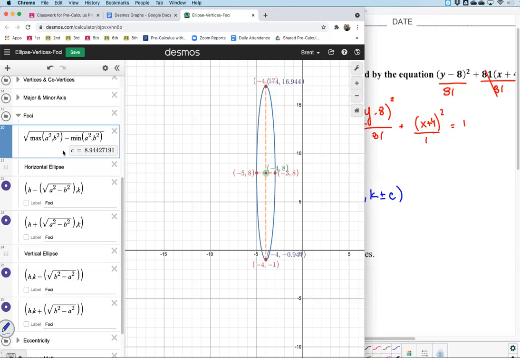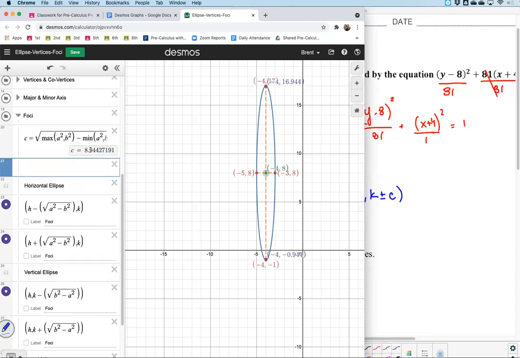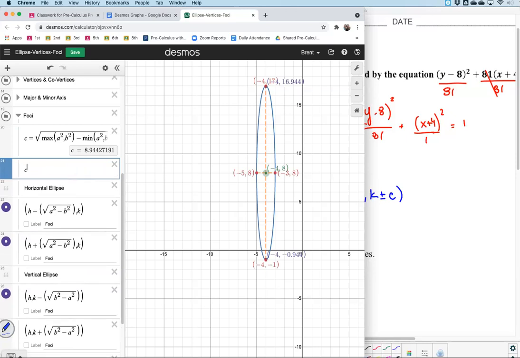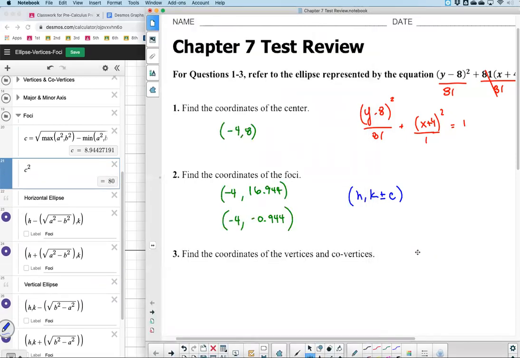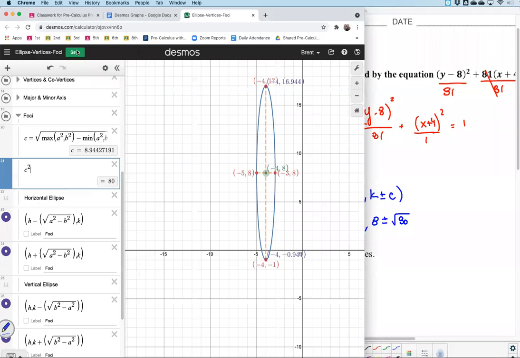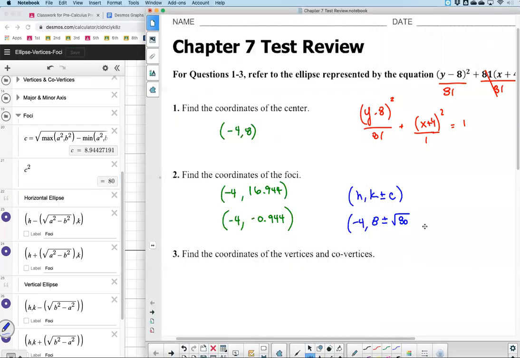So it'd be plus or minus this number, which is the square root of, let's see what that is. Square root of 80. That's right, the square root of 80. So the way it would show up on the test is the value written as -4, comma, the center is 8. So it'd say 8 plus and minus the square root of 80. Don't worry, I will have this added in on the foci so you know what the values are in the future. I'm going to go ahead and save this now so I don't forget. But that's how it would look on the test right here.